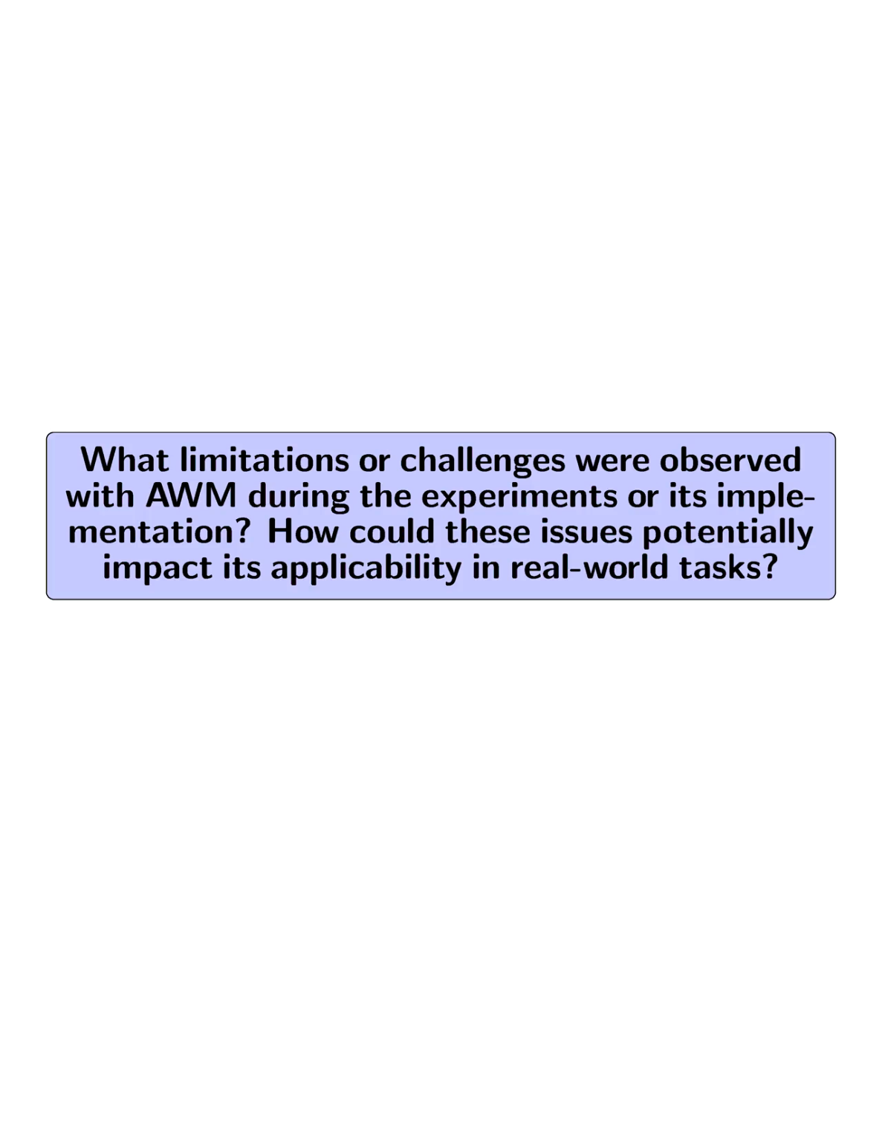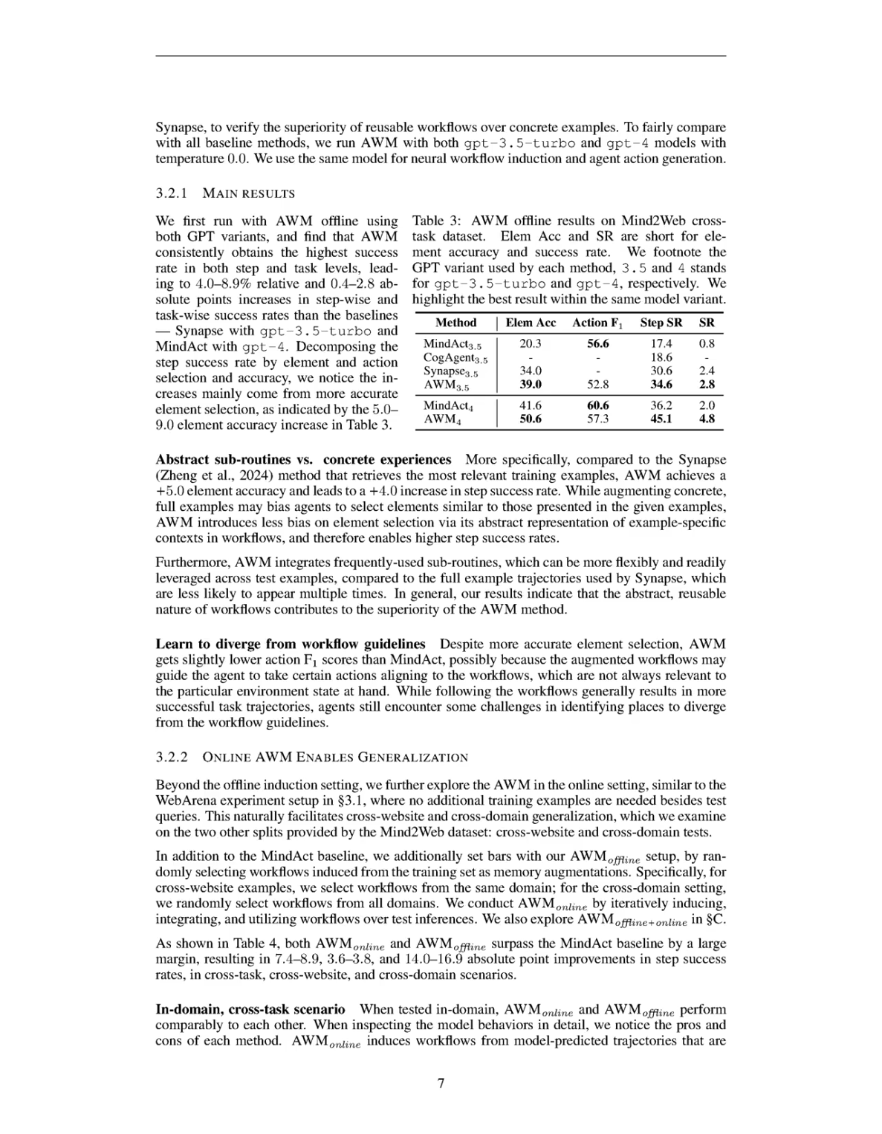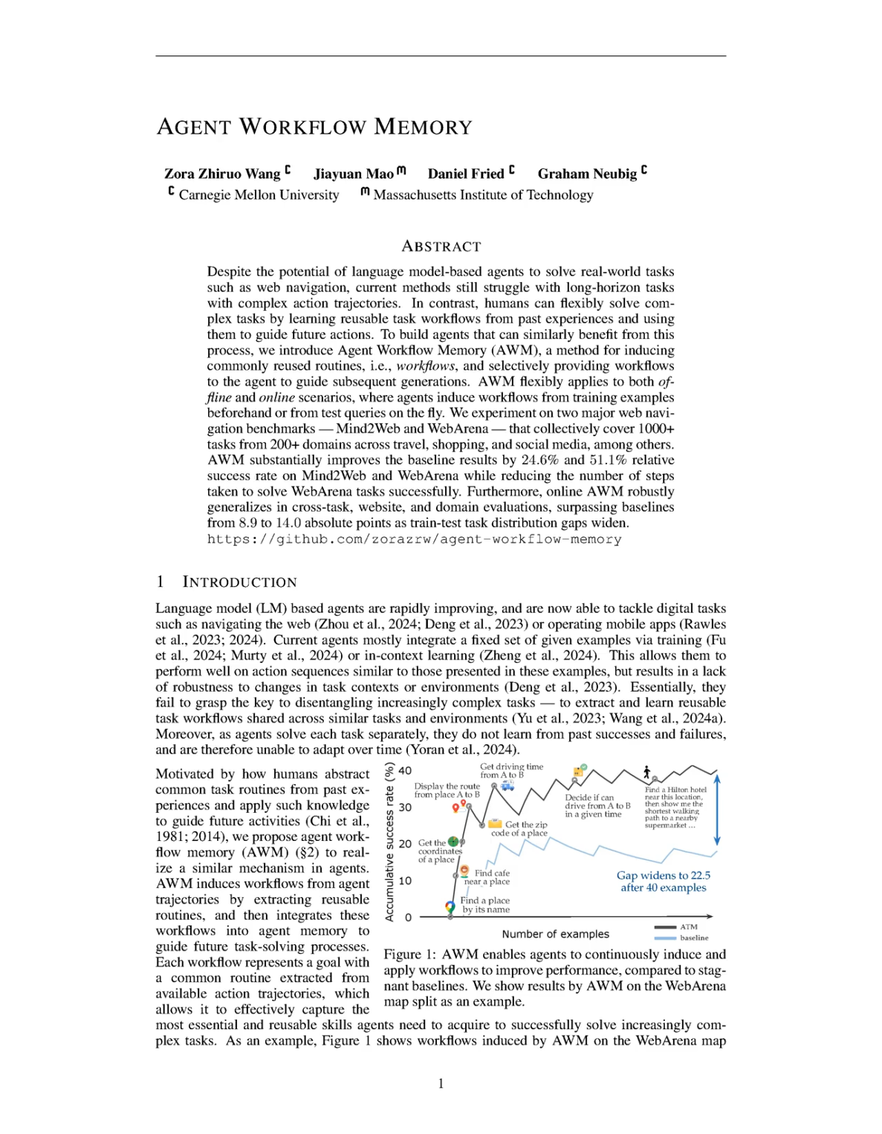What limitations or challenges were observed with AWM during the experiments or its implementation? How could these issues potentially impact its applicability in real-world tasks? During the experiments, one limitation observed with AWM was that it sometimes led to lower action F_1 scores compared to the MindAct baseline. This was attributed to the augmented workflows potentially guiding the agent to take actions that were not always relevant to the specific environment state, indicating a challenge in discerning when to diverge from workflow guidelines.